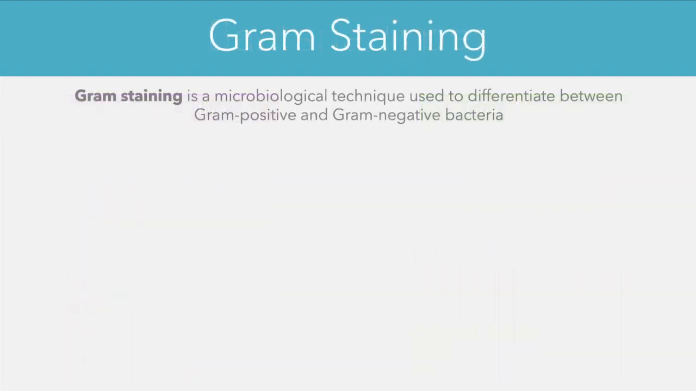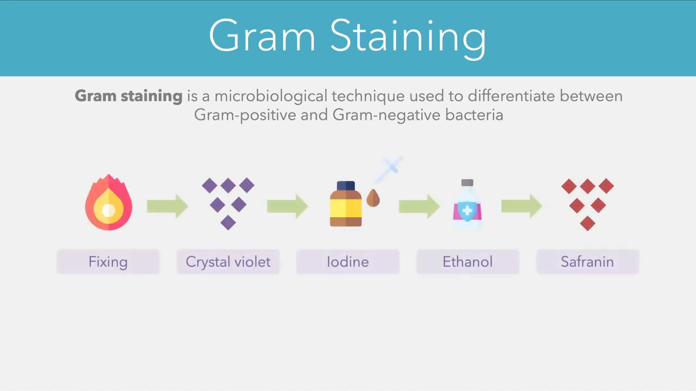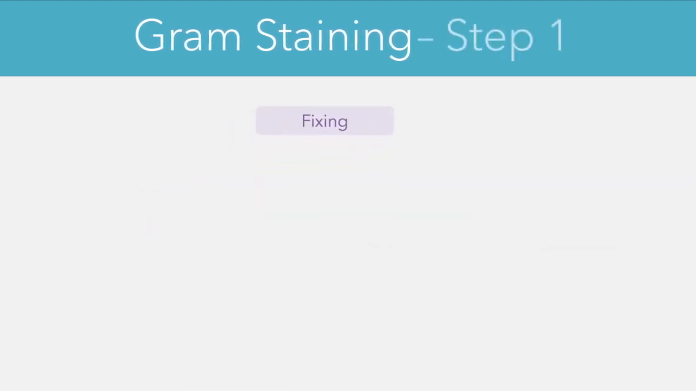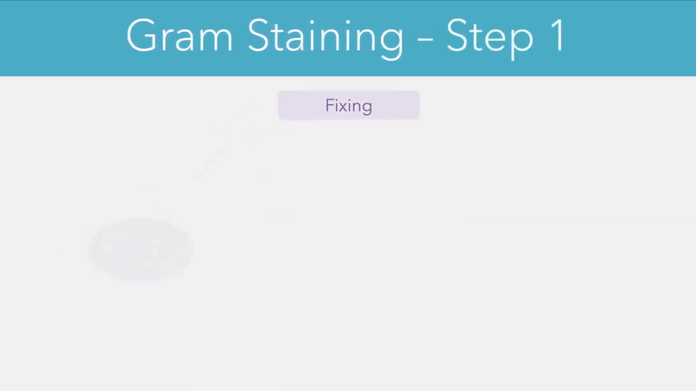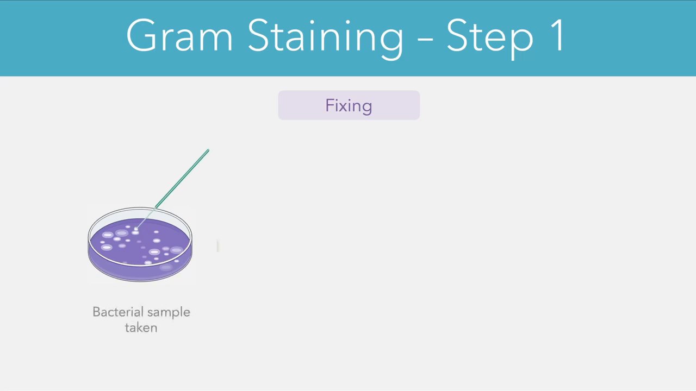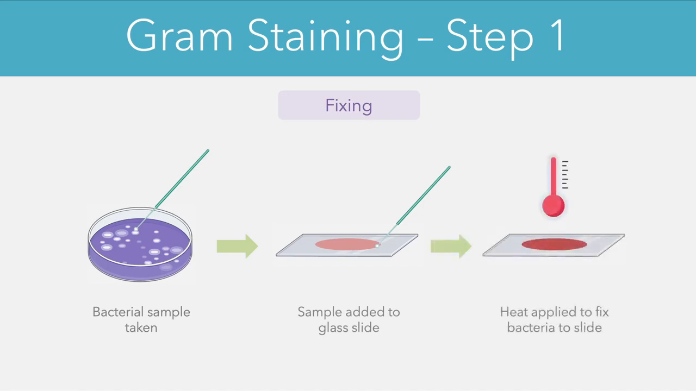Let's now take a look at the process of gram staining, which is a technique used to differentiate between gram-positive and gram-negative cells under a microscope. This process involves a few different steps, and we're going to be taking a look at each of these steps individually. Starting with fixing first, this is basically a preliminary step where we take a sample of the bacteria from a petri dish and then apply this sample onto a glass slide so it can be viewed under a microscope. We also apply some heat, which helps to fix the bacteria to the slide.